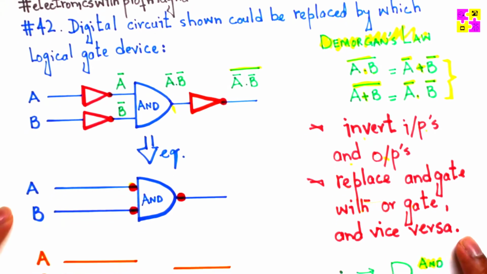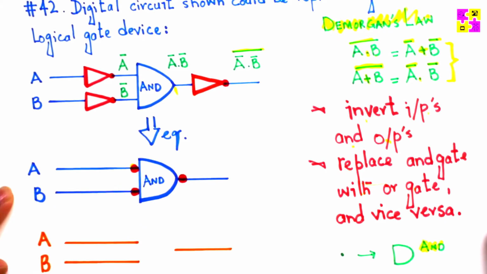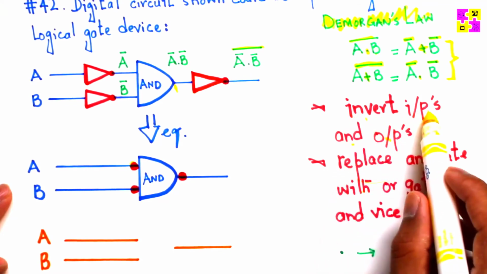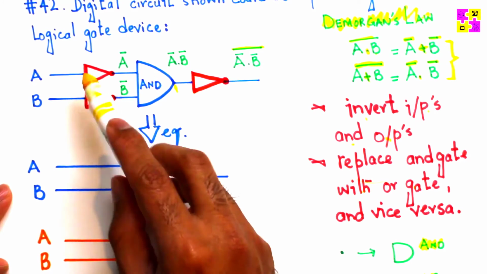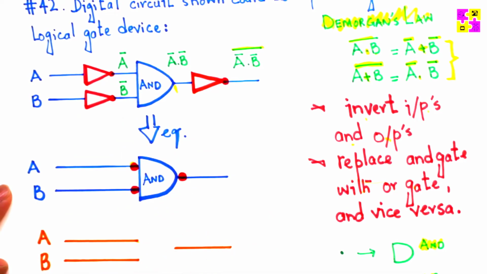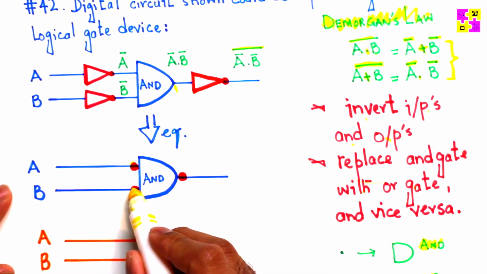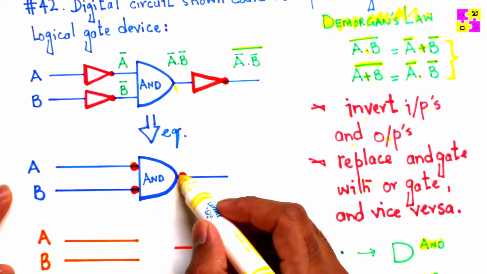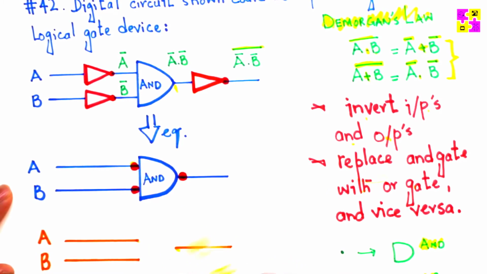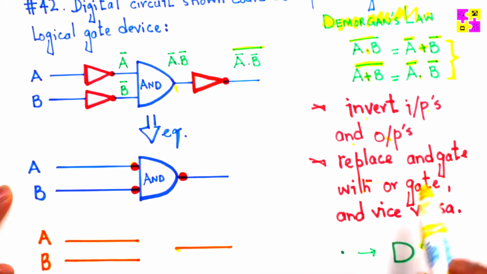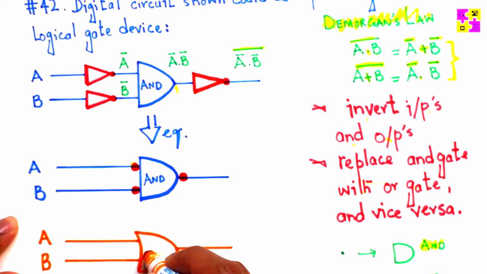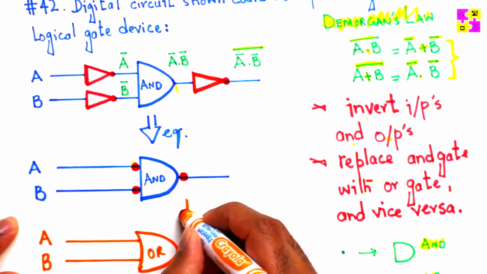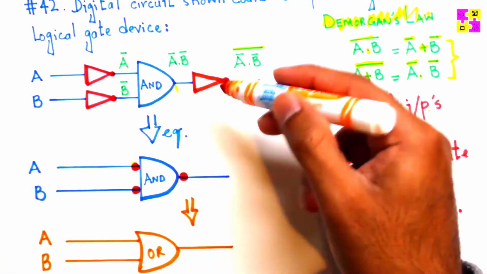Now we are going to apply these two rules over here. The first is invert the inputs and outputs. Because there is a bubble here, I'm going to remove the bubble. Because there's an inverter here, I'm going to remove the inverter. Same thing, similarly, B also has a bubble. I'm going to remove the bubble here. At the output, there's a bubble. I'm going to remove that as well. Next, replace the AND gate with OR gate. All I need to do is replace this AND gate with the OR gate, and that is going to be equivalent of this circuit, the two circuits that you see at the top.